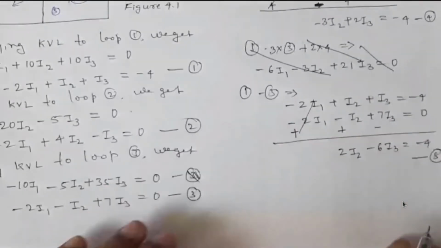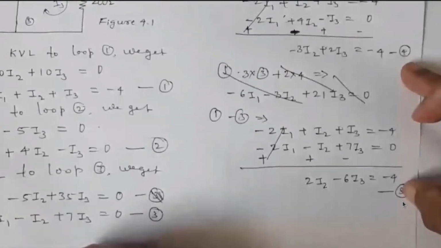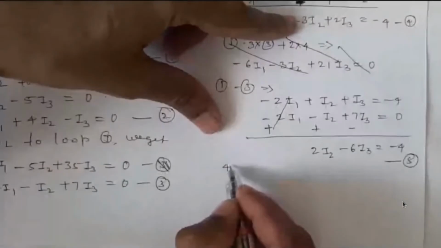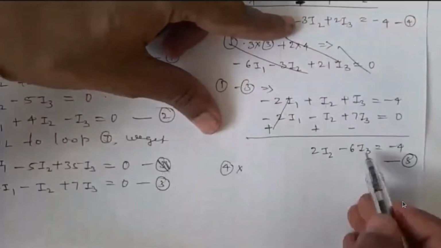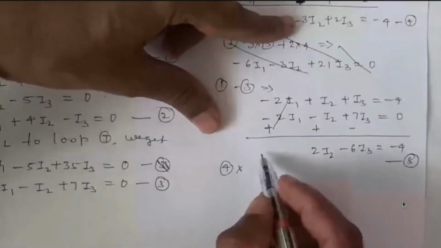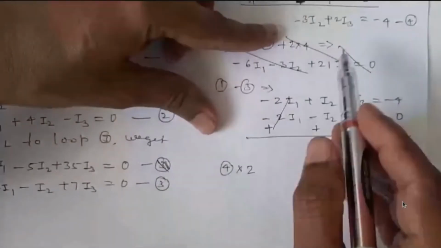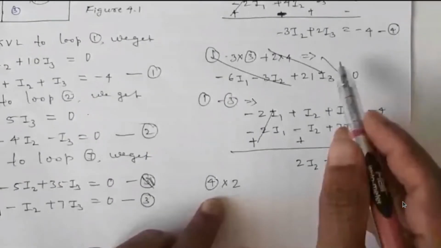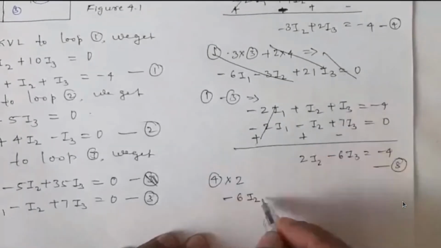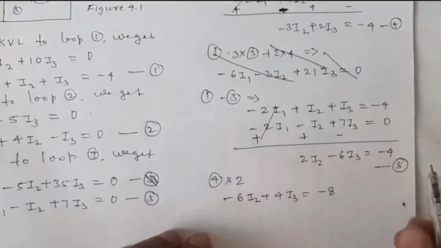Now we have equations 4 and 5, which are in terms of I2 and I3. To cancel I2, I'll multiply equation 4 with 2. If I multiply equation 4 with 2, I get minus 6 I2 plus 4 I3 is equal to minus 8. And now here I should cancel out this.